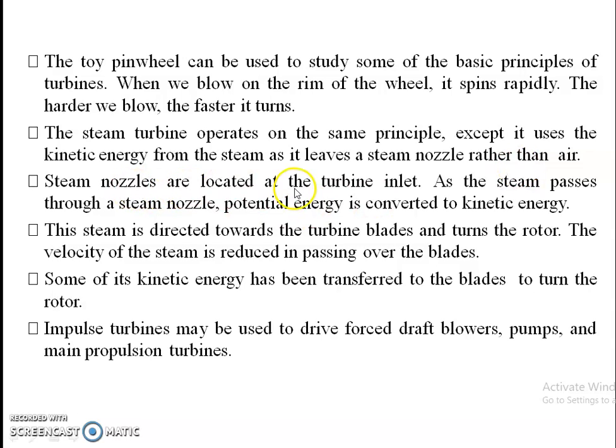The steam nozzles are located at the turbine inlet. As the steam passes through a steam nozzle, potential energy is converted into kinetic energy. The kinetic energy is converted into mechanical energy, useful shaft work from the turbine rotation. The steam is directed towards the turbine blades and turns the rotor. The velocity of the steam is reduced in passing over the blades. Some of its kinetic energy has been transferred to the blades to turn the rotor. Impulse turbines may be used to drive forced draft blowers, pumps, and for the main propulsion of ships.